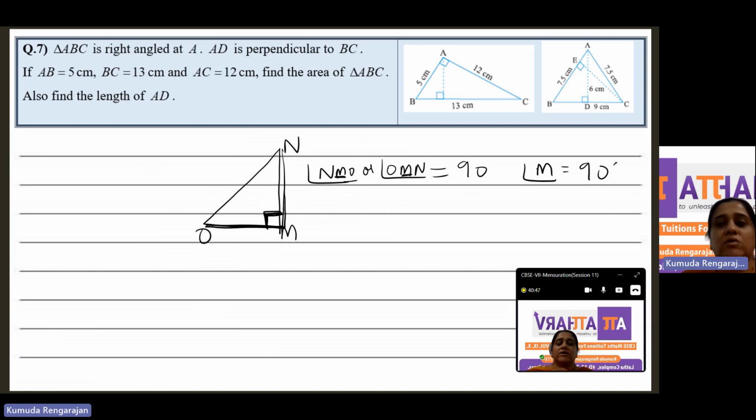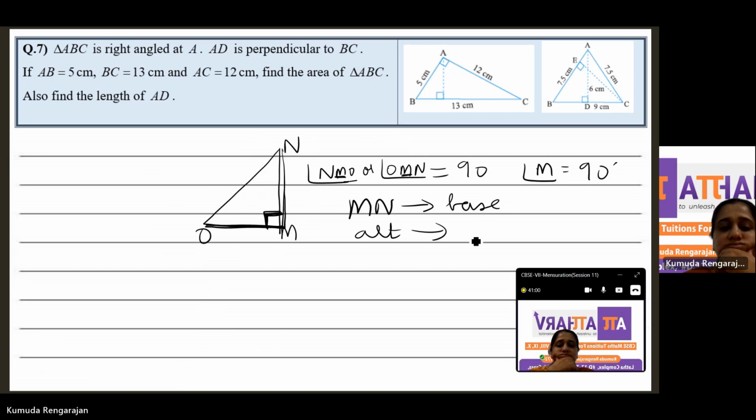All right. Now, whom did I ask this question? No, you answered it. Avanish, if MN is the base, which is the altitude? Avanish. OM.